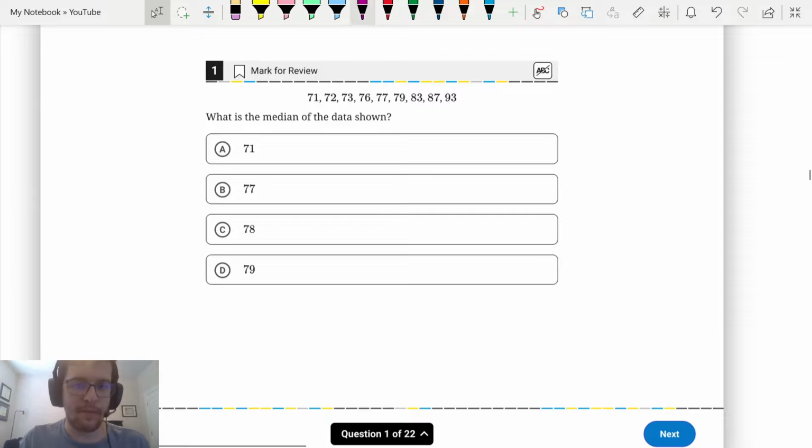Okay, so first thing, whenever the median is the middlemost number.